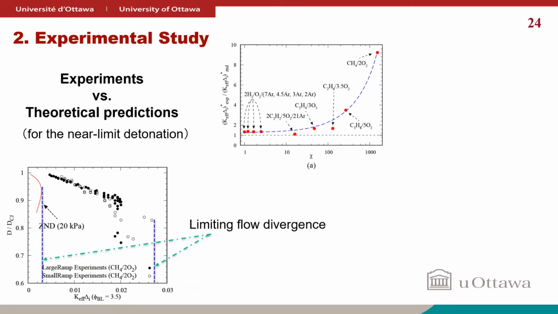Then this work quantified the departure of experiments from the theoretical predictions in terms of the near-limit detonation dynamics for each mixture, as shown in Figure A. This figure demonstrates the ratio of the experimentally obtained limiting divergence to the DND model predicted value as a function of the instability level. We can see that from this figure. As the detonation instability value increases from the lowest of hydrogen-oxygen-argon to the highest of methane-oxygen, that departure shows a considerably increasing change.